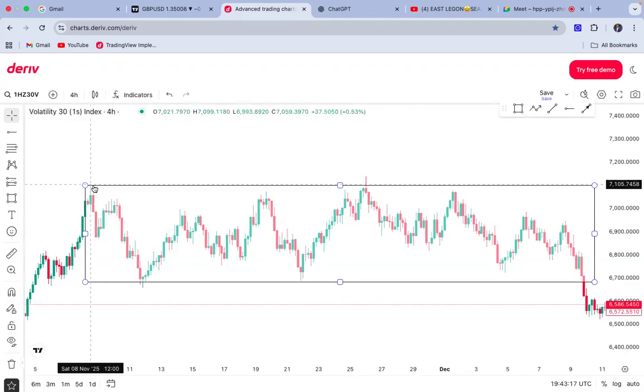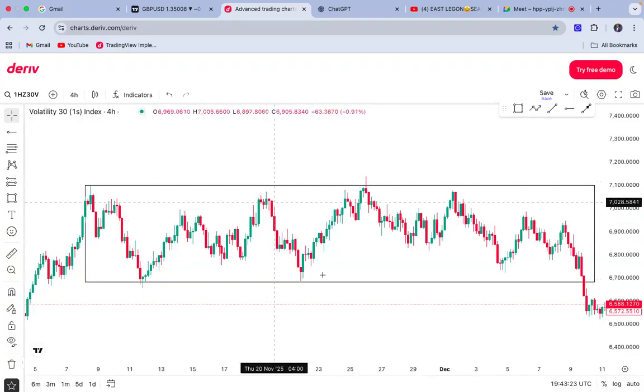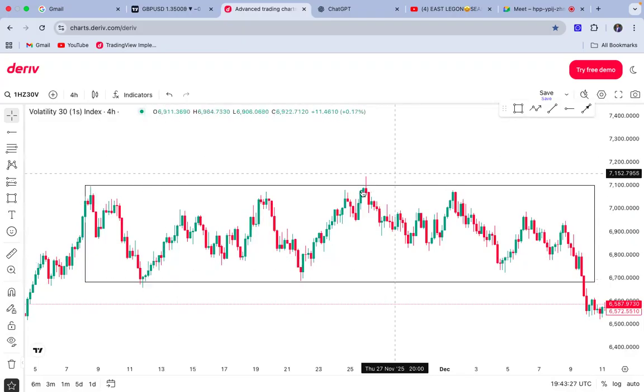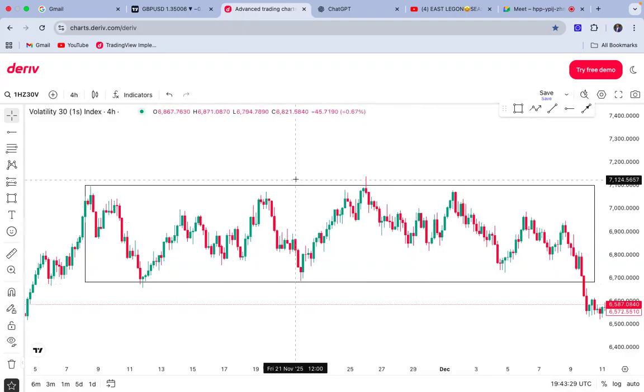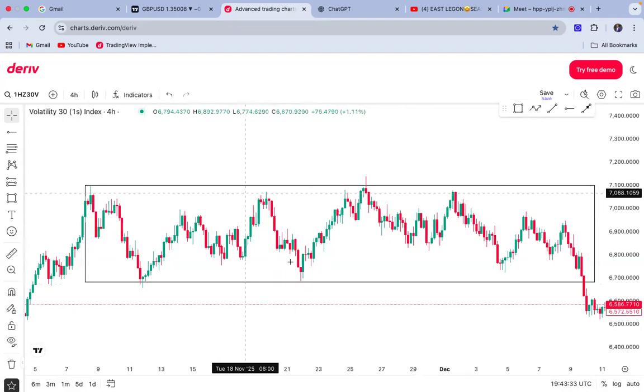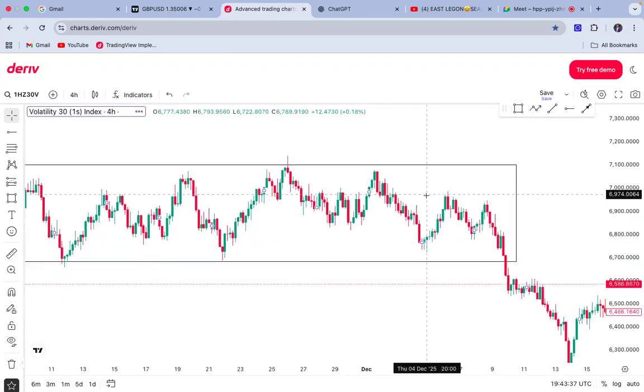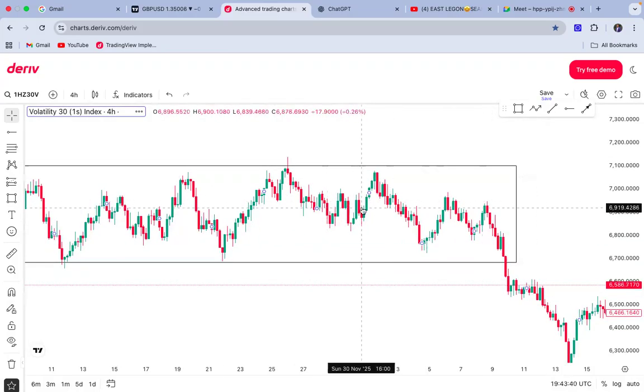For this market, we sell when the market comes up here, and then we buy when it comes down here. So you will do that within the range. You will buy from the support, and then you sell from the resistance. This is a resistance level, and this is a support level. So whenever the market comes down, you buy. When it goes up, you sell, until it breaks out from the zone or from the range.